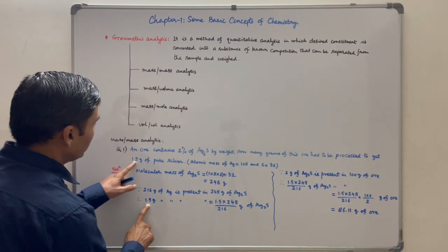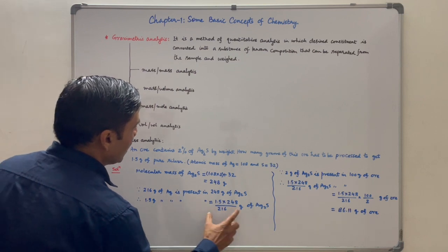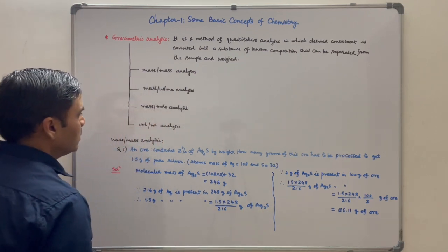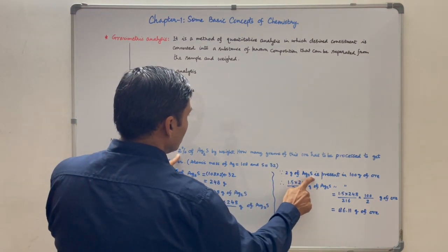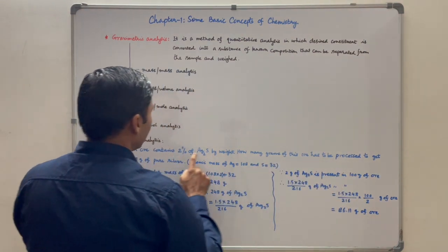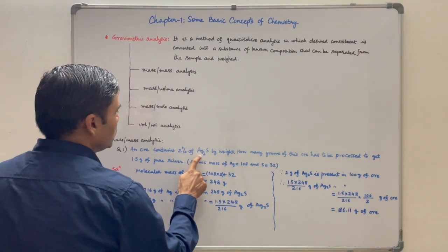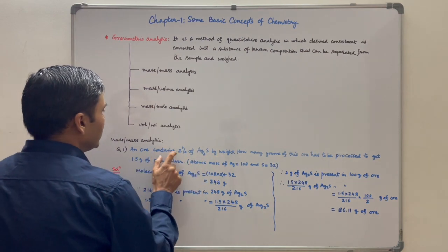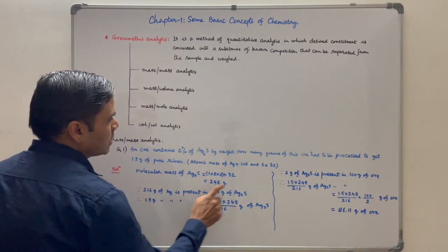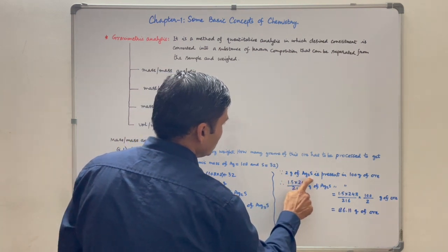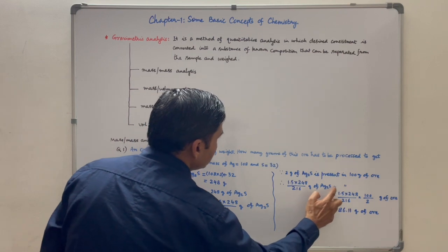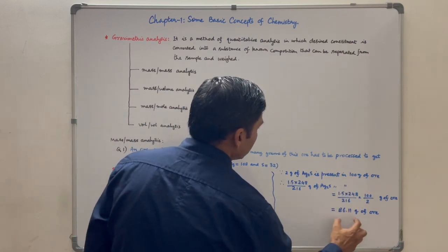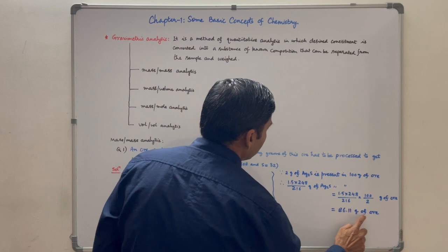So 1.5 gram of pure silver is present in how much of Ag2S? Second statement we will form from here. Since 2% of Ag2S is present in the ore by weight, it means 100 gram of ore contains 2 gram of Ag2S. So that's what is written here. 2 gram of Ag2S is present in 100 gram of ore. So this much of Ag2S is present in what amount of ore? That comes out to be 86.11 gram of ore.